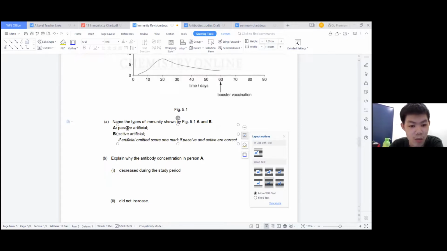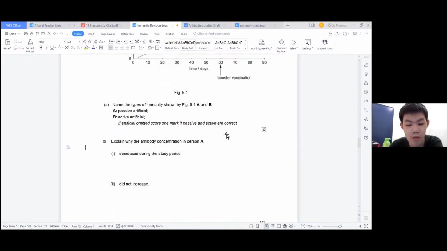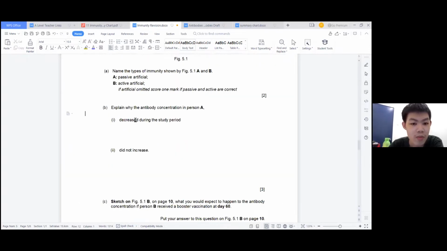Injection of antibodies will be passive artificial, and then the vaccination will be active artificial. Here it says that if artificial is omitted, score 1 mark, if passive and active are correct. So if passive and active are both correct, but you didn't write artificial, they will still give 1 mark. So yeah. Next is saying for the graph, explain why the antibody concentration in person A decreased during the study period.